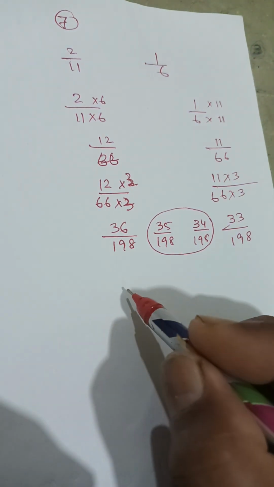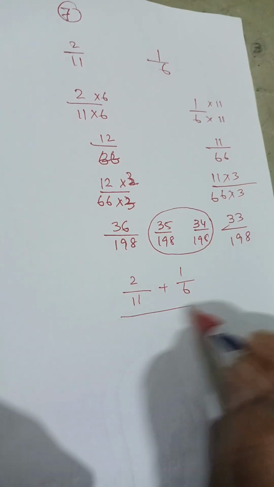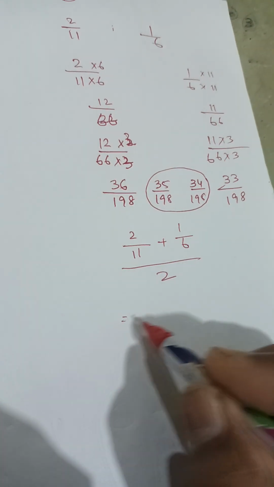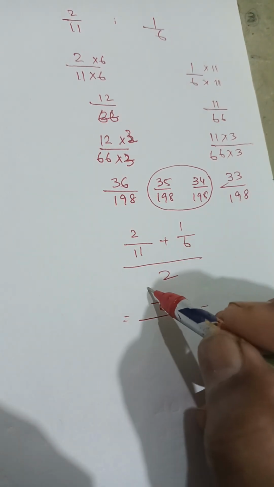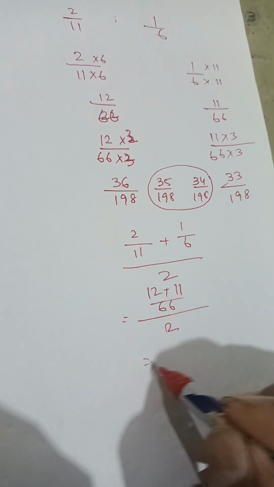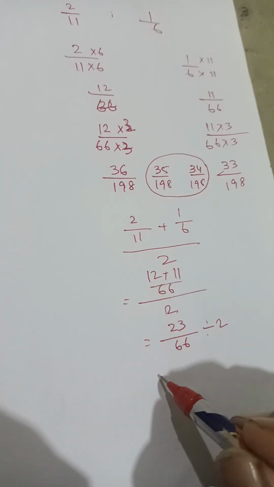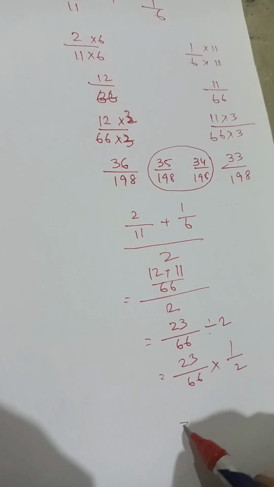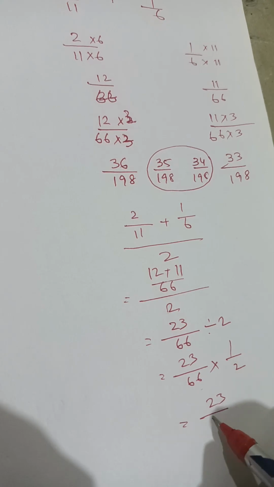Suppose these are the two numbers given. So you write 2 by 11 plus 1 by 6 divided by 2. Dividing by 2 means we can find the middle number. So you see, their LCM is 66. 11 times 6 is 66, so 12, and here 6 times 11 is 66, so you write 11. So 23 by 66 divided by 2. It means 23 by 66 into 1 by 2. So the middle number is 23, and 66 into 2 is 132.